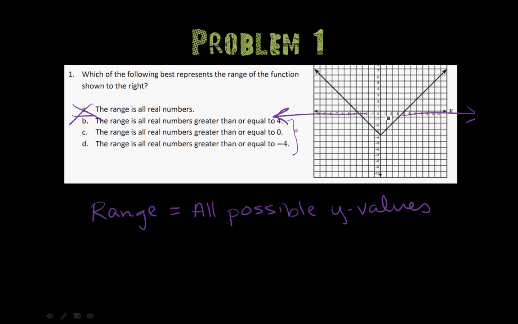Basically, the smallest possible y value that you have on this is -4. It doesn't go ever below -4. And the largest possible y value you have is infinity, because these arrows tell us that it goes on forever and ever. So your only possible answer is D, that it's any number that's bigger than -4 and also includes -4, because it does touch -4.